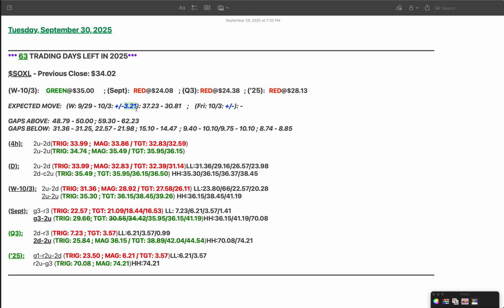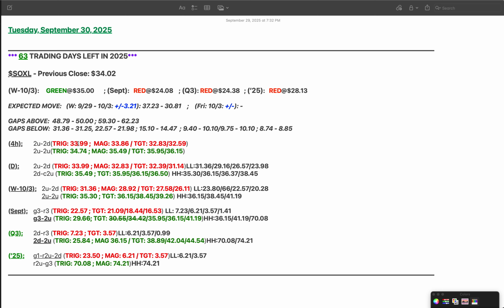We've got a market maker's expected move plus or minus 321. Again, check out the weekend video if you're not familiar with that. That gives us a range of 3723 to 3081. We know where our gaps above are and our gaps below are. And for the 4 hour, we talked about that before.